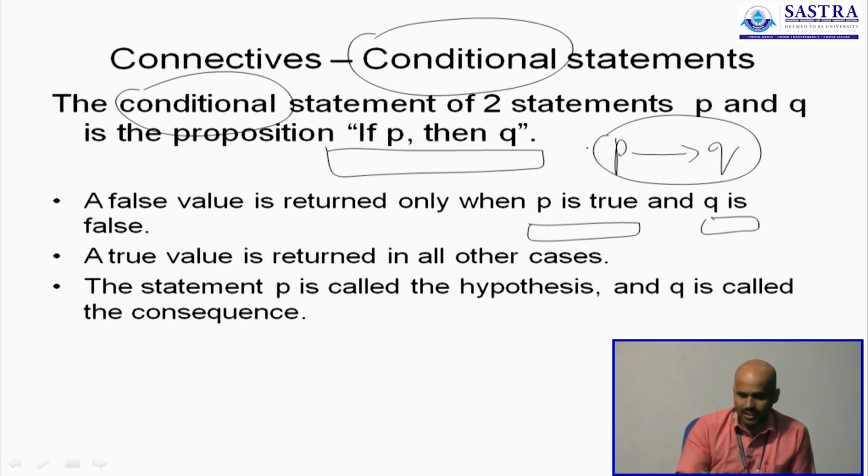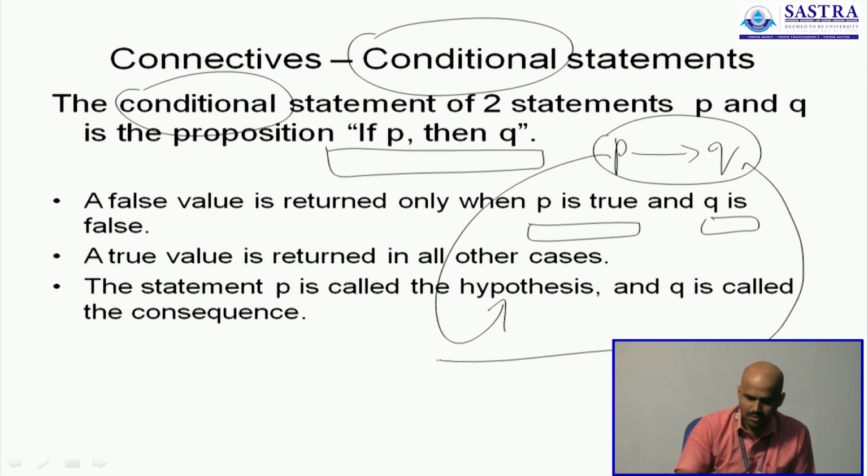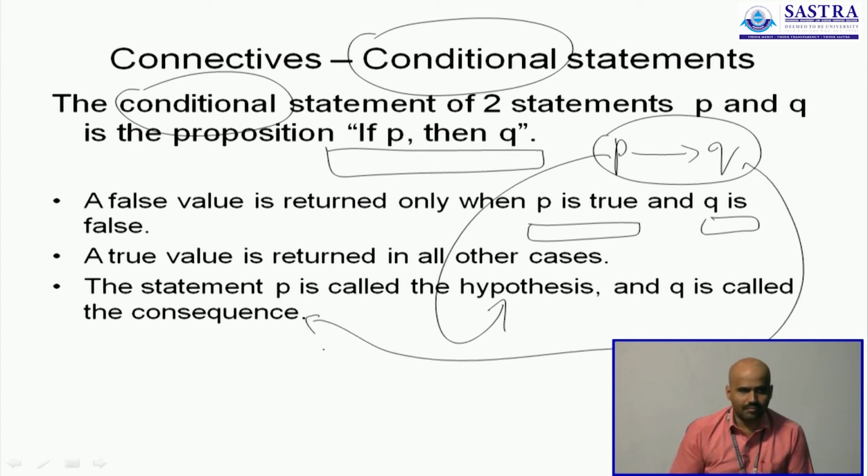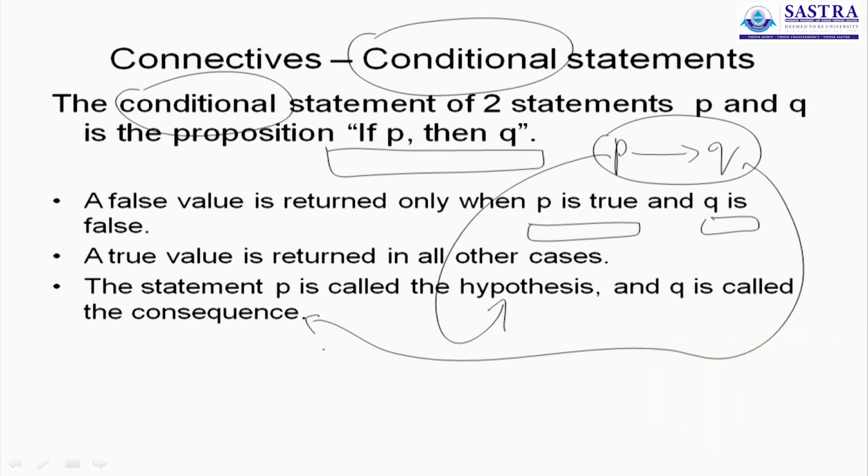Whenever there is a conditional, you have specific names for the two statements. You call one of them, namely P, the hypothesis, and the other, namely Q, its consequence. So in a conditional, you have specific names for both statements that are part of it.